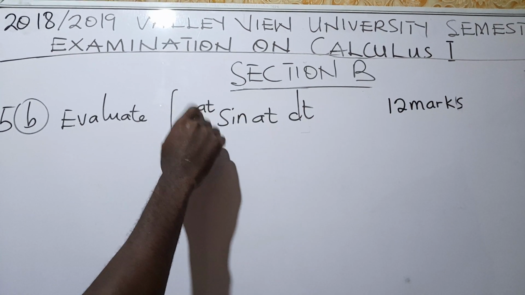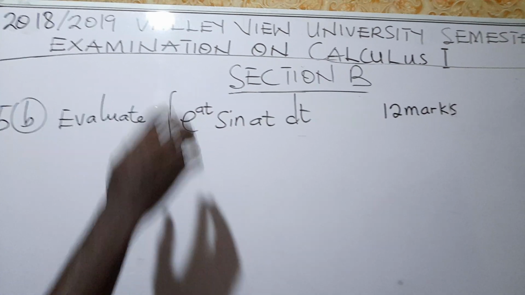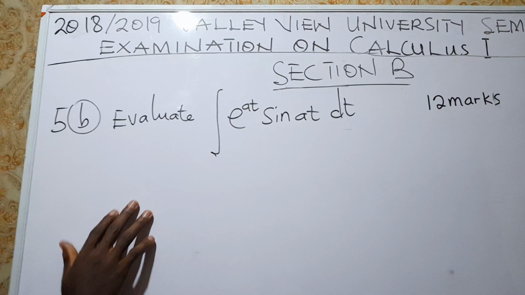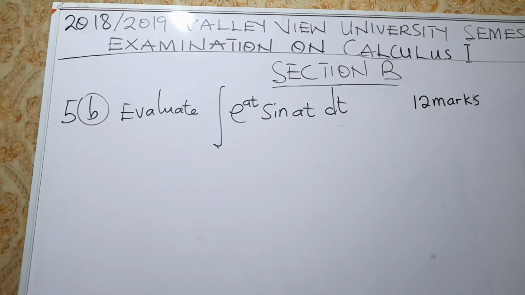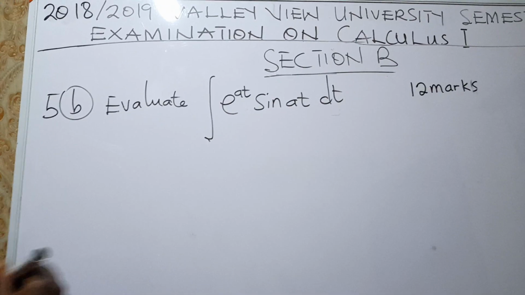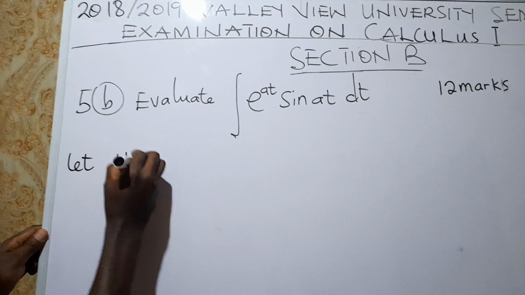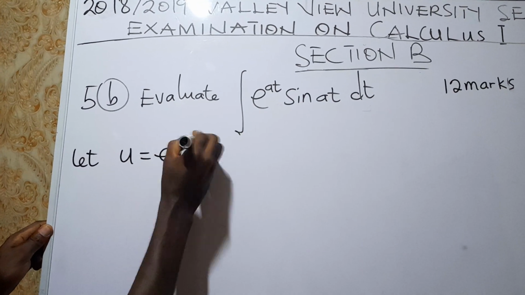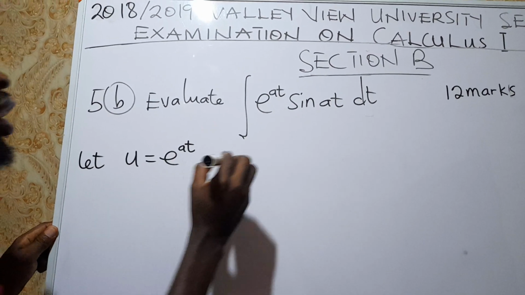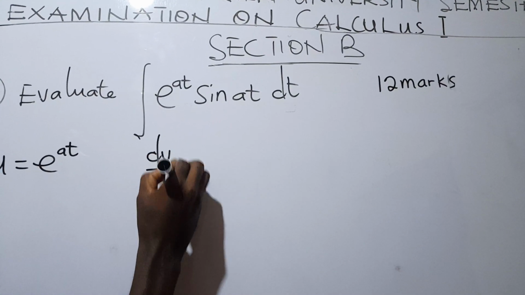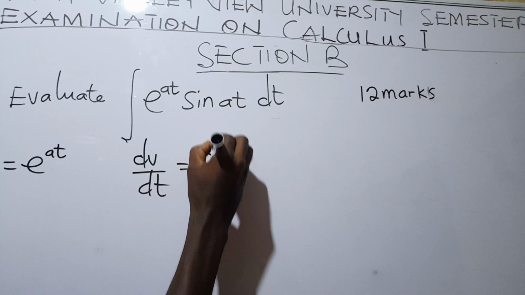We won't get e^(at). So you need to solve this using integration by parts. You can't use integration by substitution. So now, by integration by parts, we let u be equal to e^(at), then dv/dt to be equal to sin(at).